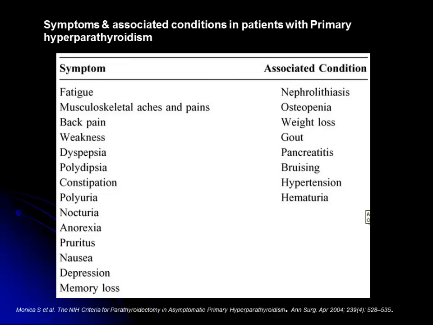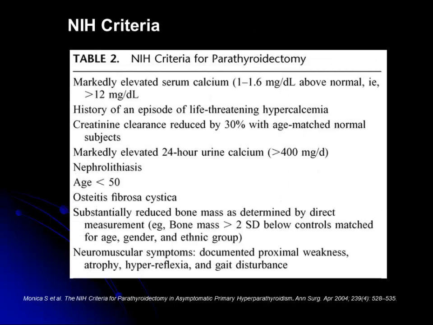This is the NIH criteria. What are the symptoms and what are the associated conditions? It's a spectrum, from fatigue to memory loss, and from nephrolithiasis to hematuria and hypertension. So it's a variety of symptoms and associated conditions which you need to be aware of. And this is the NIH criteria for parathyroidectomy. You need to have elevated serum calcium between 1 to 1.6 above normal, and a history of an episode of life-threatening hypercalcemia. Creatinine levels need to be measured, and if reduced by 30%, that's another criterion.